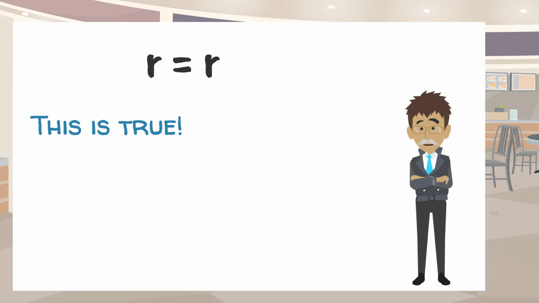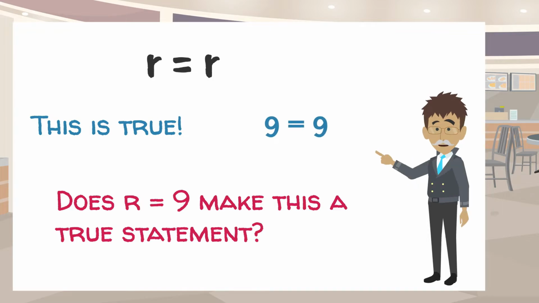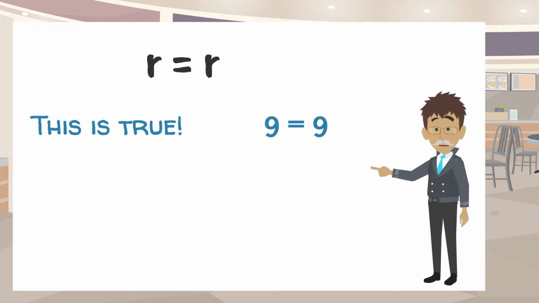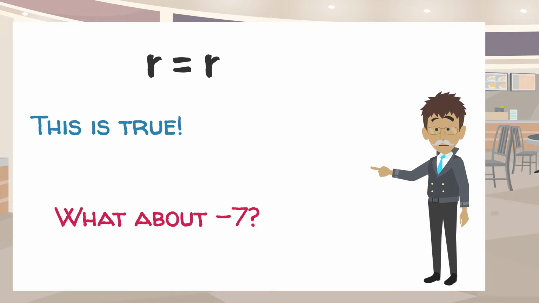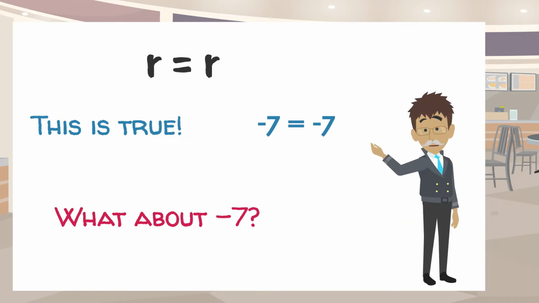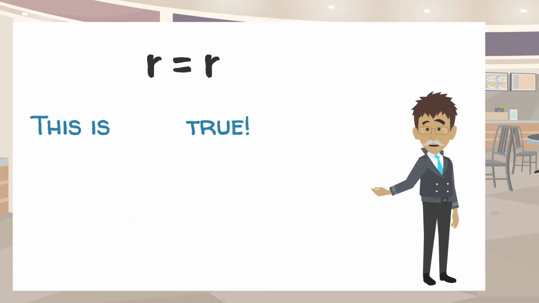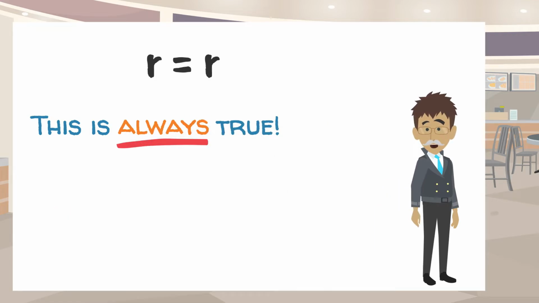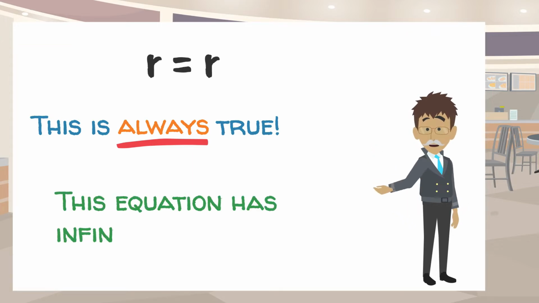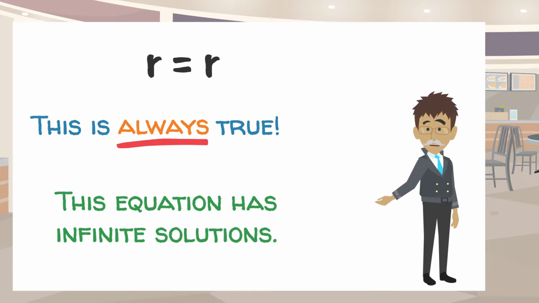Pick a value to substitute in for the variable, such as 9. 9 equals 9 is true. Pick another value for r. How about -7? Now the equation is -7 equals -7. This too is true. In fact, any value will work in this type of equation. Since all answers work, we say the equation has all possible solutions or infinite solutions.